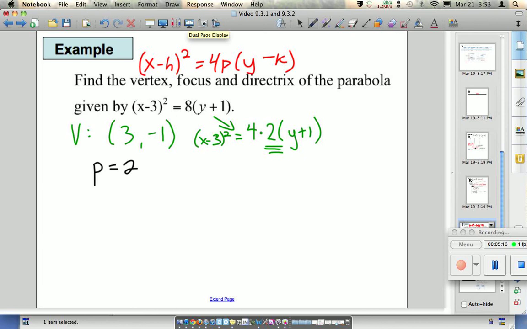Now I'm going to go on to the graph. I'm going to start to see where this graph is. Let's see, I have (3, -1). There's my vertex.